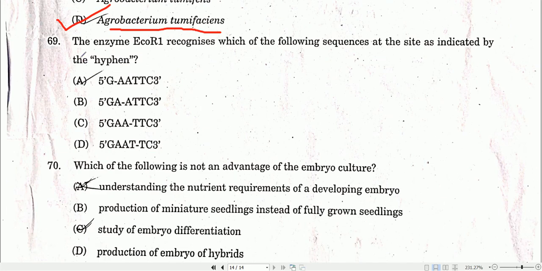Okay, coming to question number 69. The enzyme EcoR1 recognizes which of the following sequences at the site indicated by the hyphen? Okay, so that will be 5-GAATTC. EcoR1 generally recognizes a kind of palindromic sequence, and here we'll get the GAA-TTC. So option A will be the correct one.